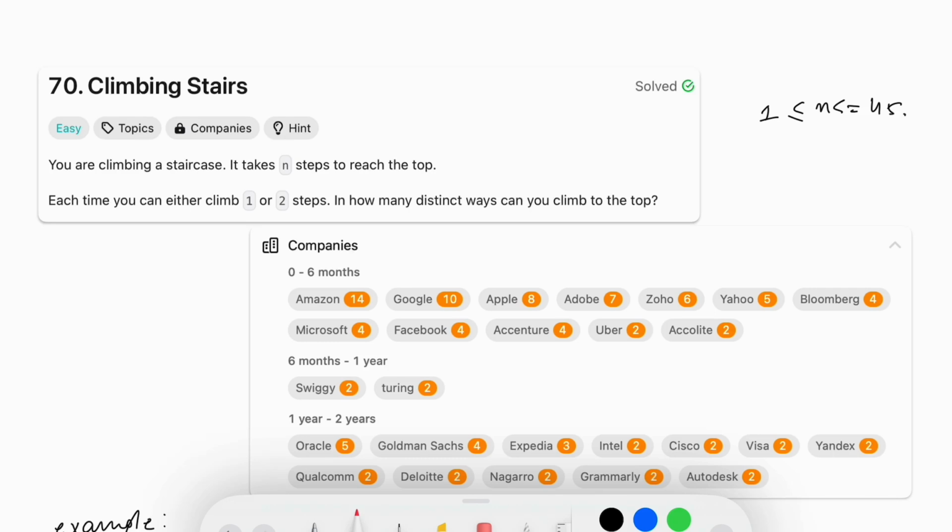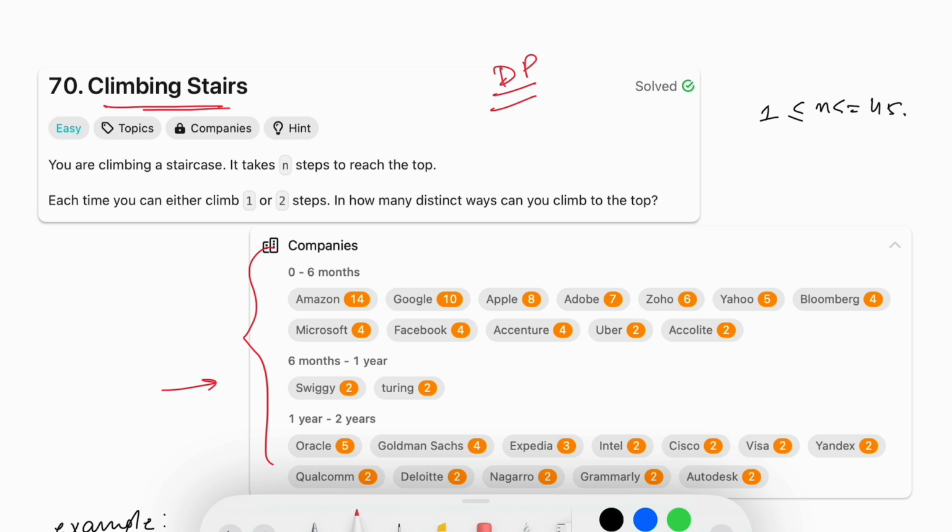Hey everyone, today we are going to discuss the second problem in our dynamic programming playlist, which is climbing stairs. This problem will also serve as a standard DP problem and help you understand the basic concept of dynamic programming. Apart from that, it is also a very important problem and has been asked in many tier 1 companies.